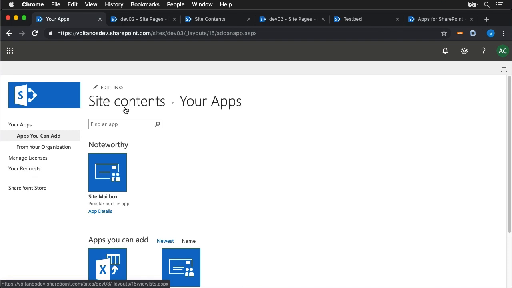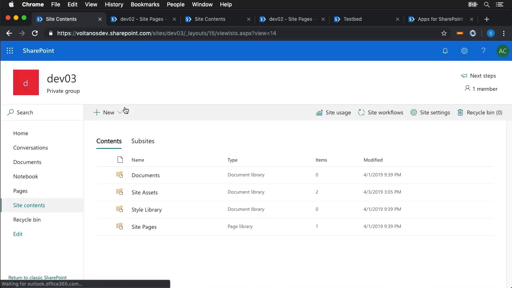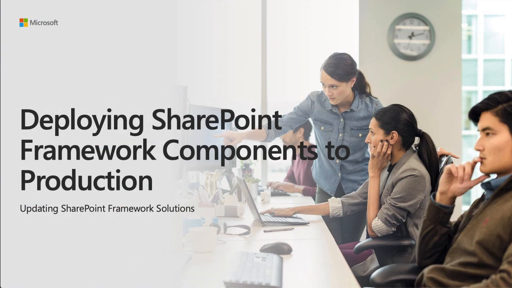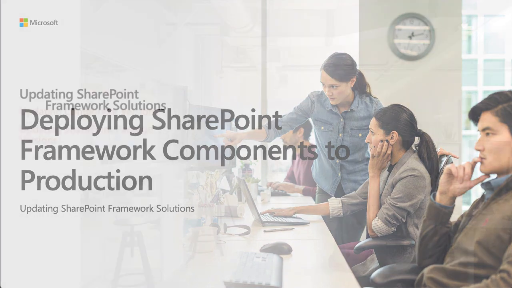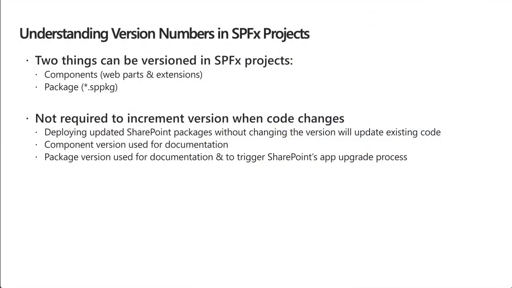It's pretty cool. So in this demo, you saw how you could leverage a site collection app catalog, whereas in the previous demo, you saw how to do it with a tenant scoped app catalog. In this last section, let's talk about updating SharePoint Framework solutions. We're going to look at updating the component versions and then also updating SharePoint package versions and see what the implications are of each one of these.